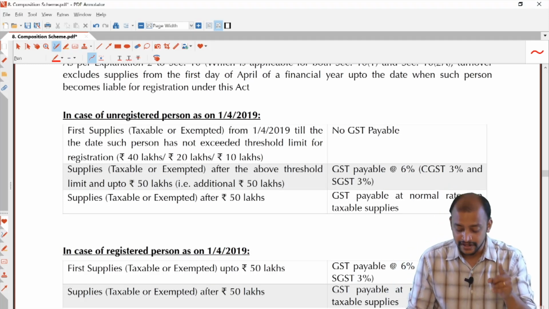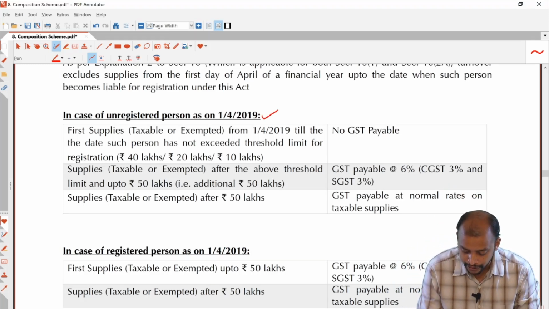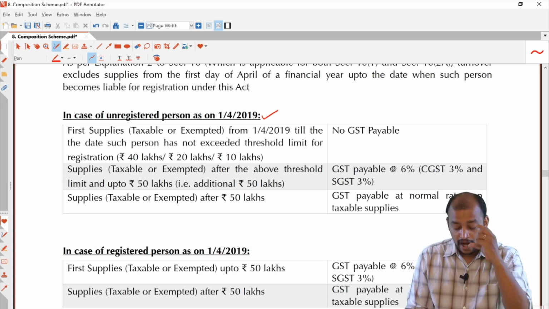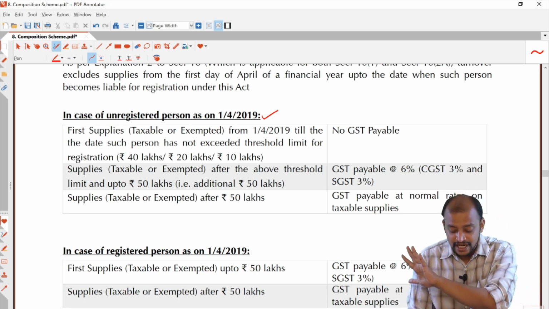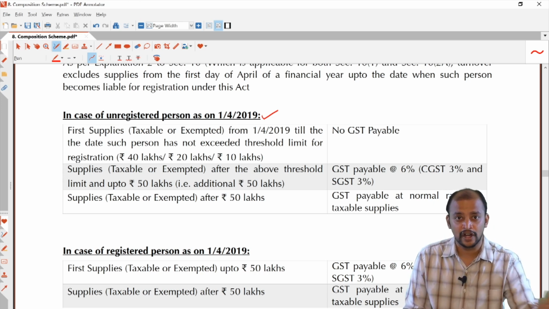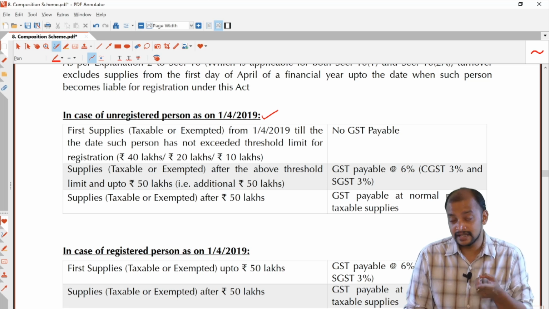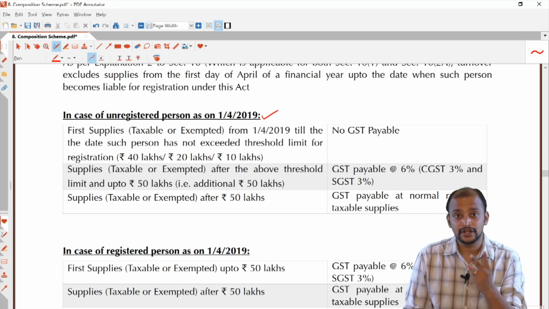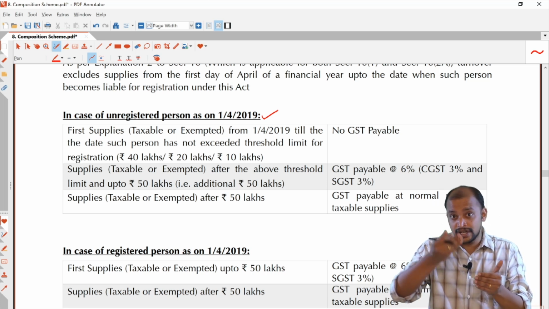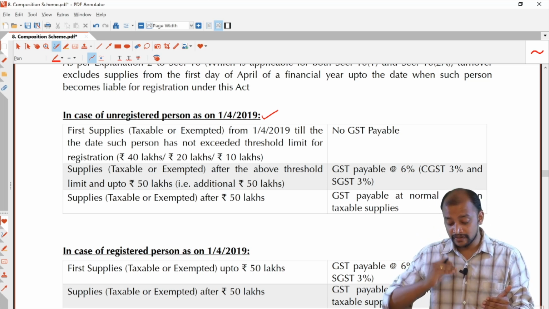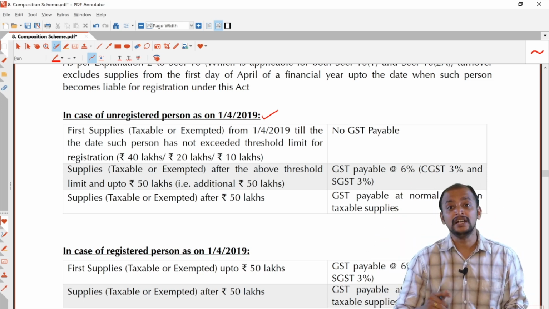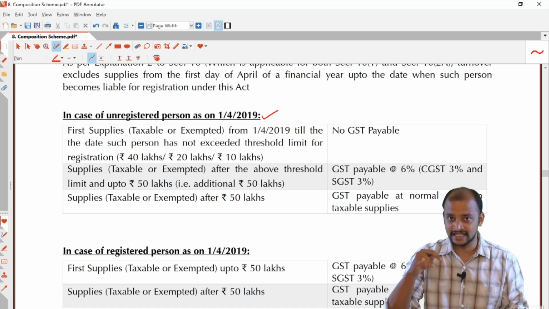In case of an unregistered person as on 1/4/2019, up to the threshold limit, GST is not payable. In this question, what is the threshold limit? 20 lakhs, GST not payable. After crossing 20 lakhs, for the additional 50 lakhs, they can go for 3% CGST, 3% SGST under this scheme.